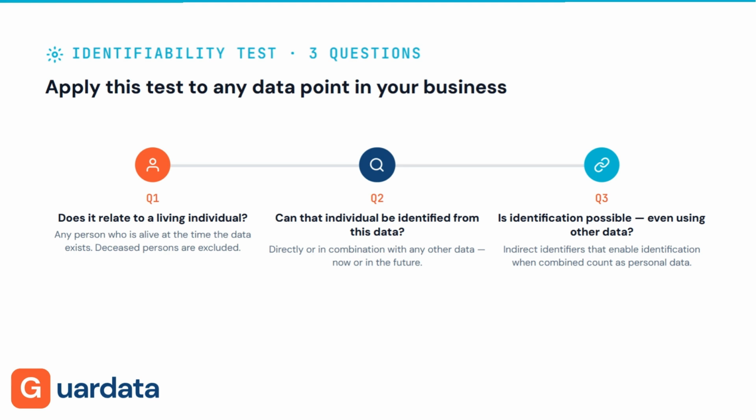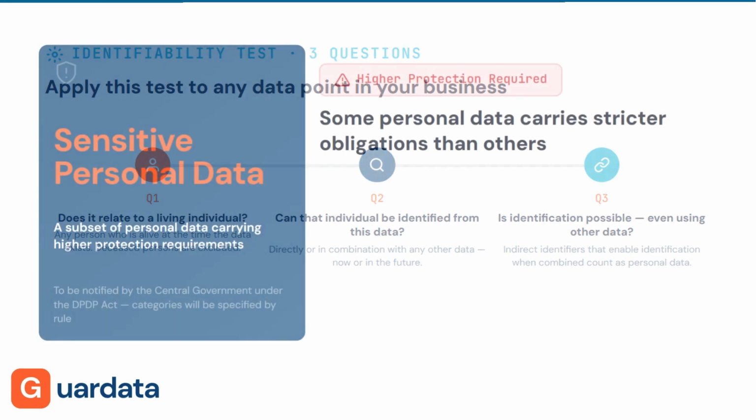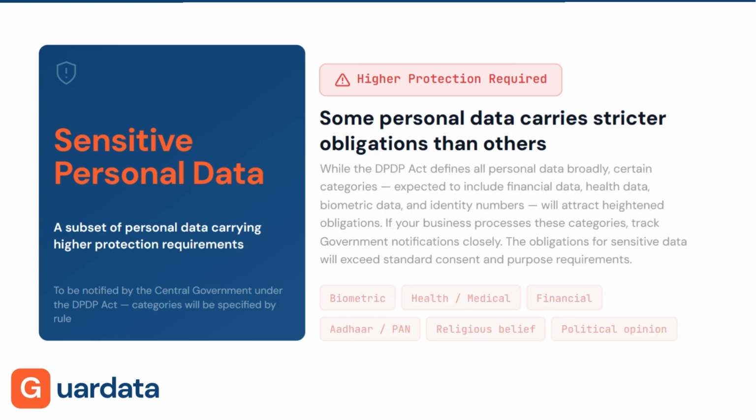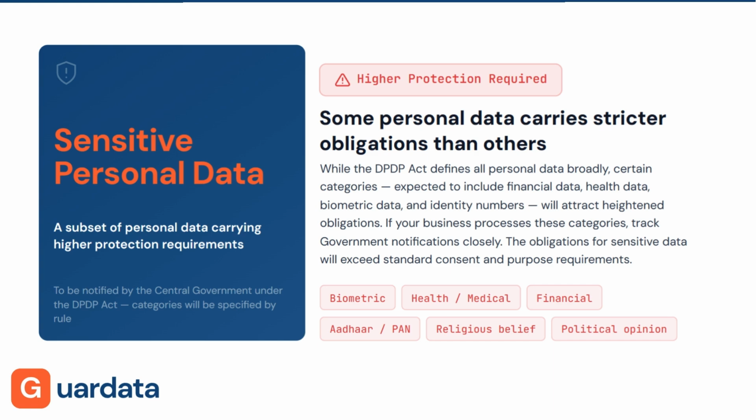Within personal data, there is a subset with higher obligations: sensitive personal data. The specific categories will be notified by the central government. Expected to include biometric data, health records, financial information, and government identity numbers like Aadhaar and PAN. If your business collects any of these, track government notifications closely. The obligations will exceed standard consent requirements. Start mapping these categories now before the notification is issued.